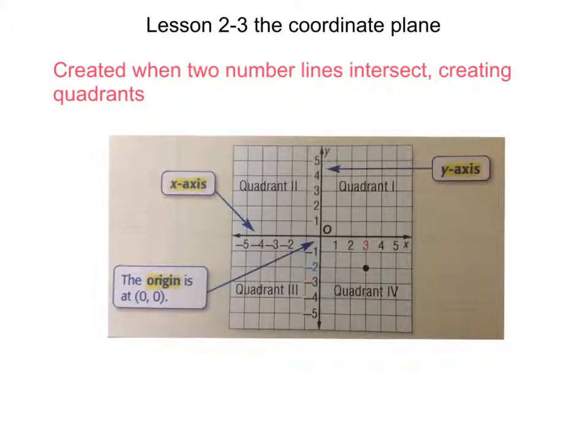Lesson 2-3, the coordinate plane. So now we're going to take a look at coordinate planes. A coordinate plane is created when two number lines intersect, creating what we call quadrants.